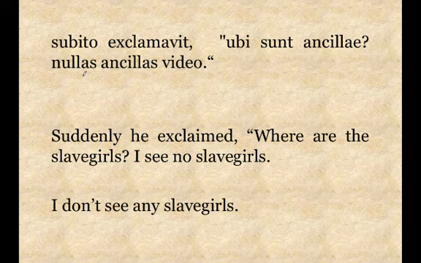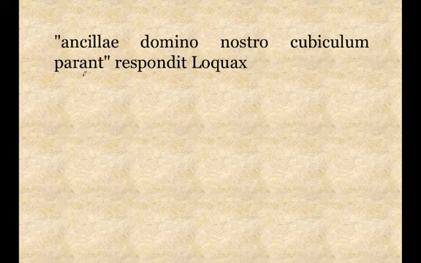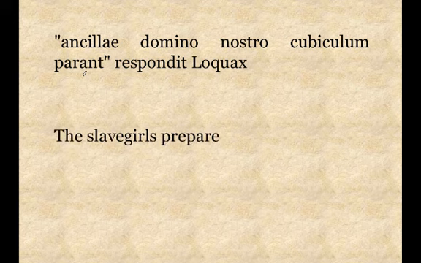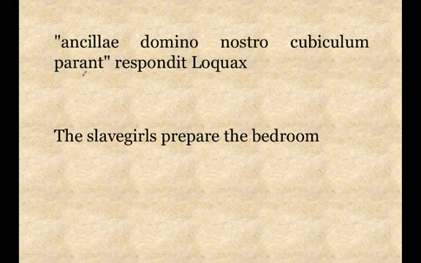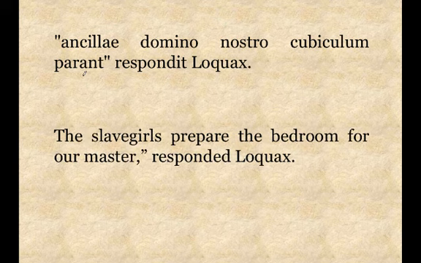Ancillae domino nostro cubiculum parant, respondit loquax. The slave girls prepare. What do they prepare? We need our direct object, cubiculum. The slave girls prepare the bedroom. For whom do they prepare the bedroom? Now we're going to need dative. Domino nostro. This is one of those cases where for is the best translation. The slave girls prepare the bedroom for our master, responded Loquax.